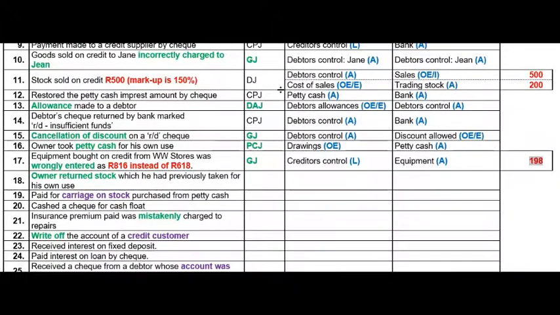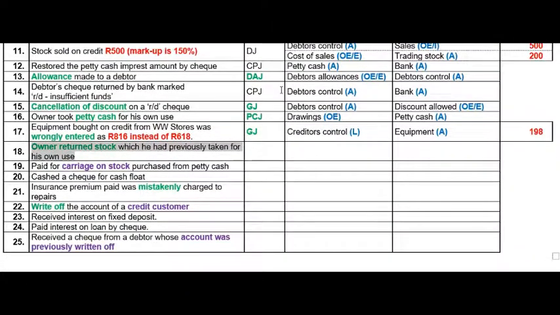Then the owner returned stock which he had previously taken for his own use. Okay, so if the owner took stock for his own use, it would have been in the general journal. And if he returned stock, still in the general journal. But now our trading stock will actually increase on the debit side because the owner brings stock back. He didn't really want it. And drawings decreases on the credit side because drawings is now a little bit less.